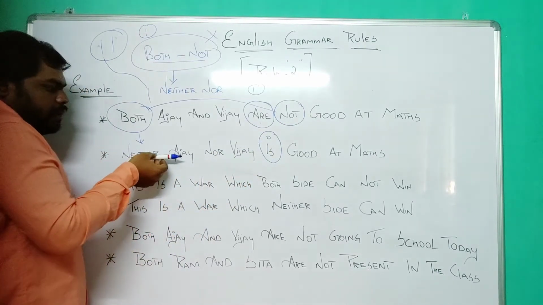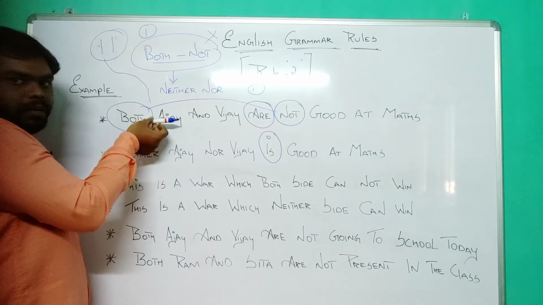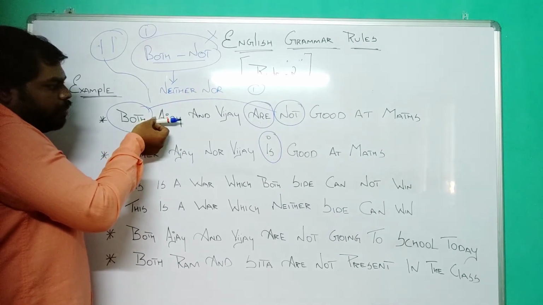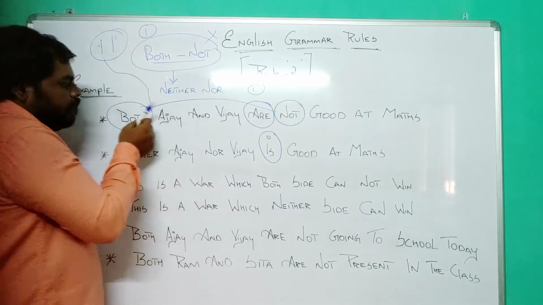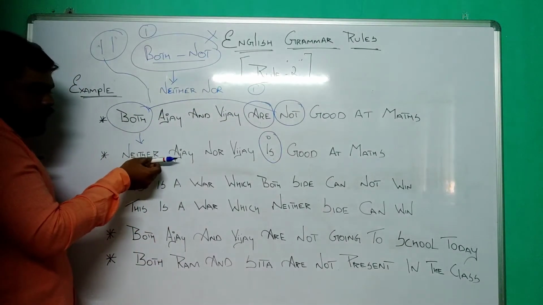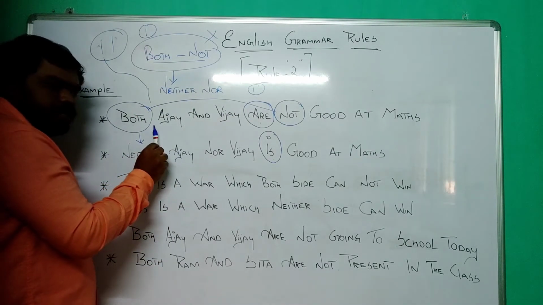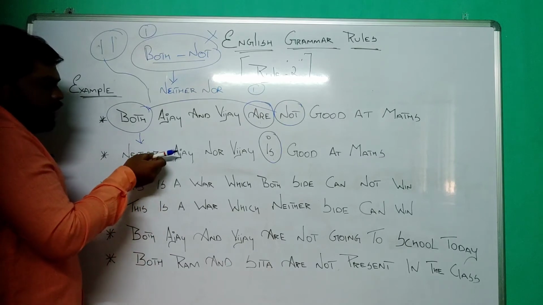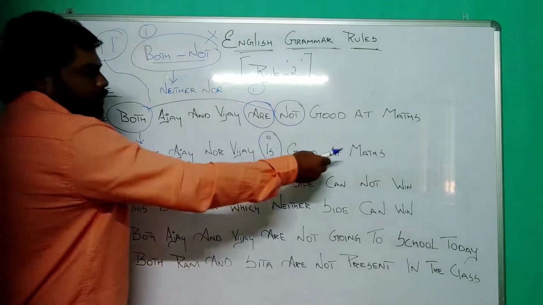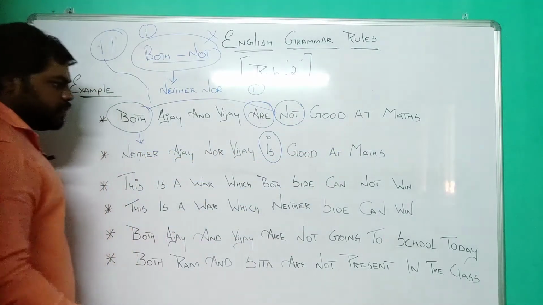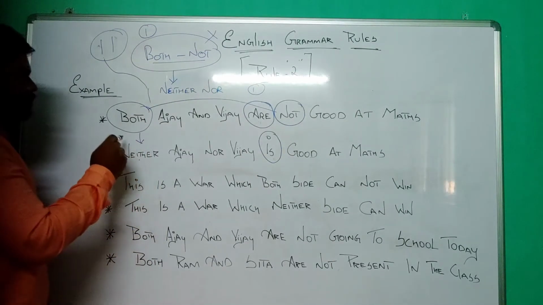Here we are talking about a plural subject. Here we are talking about a singular subject. We are talking about two persons, Ajay and Vijay, both. But here we are doing an individualistic approach. Neither Ajay nor Vijay is good at maths, right? This is the first example.